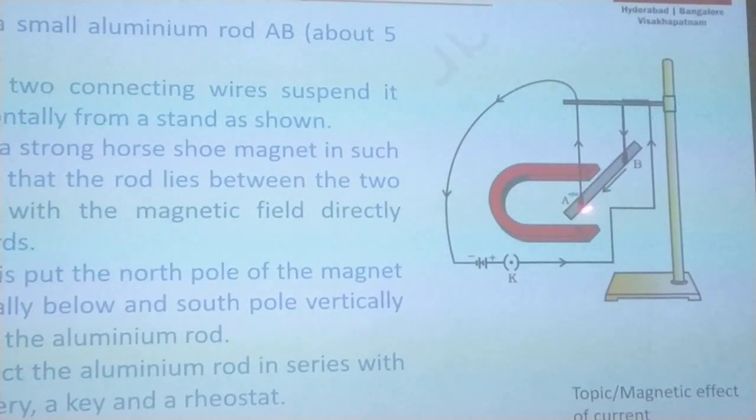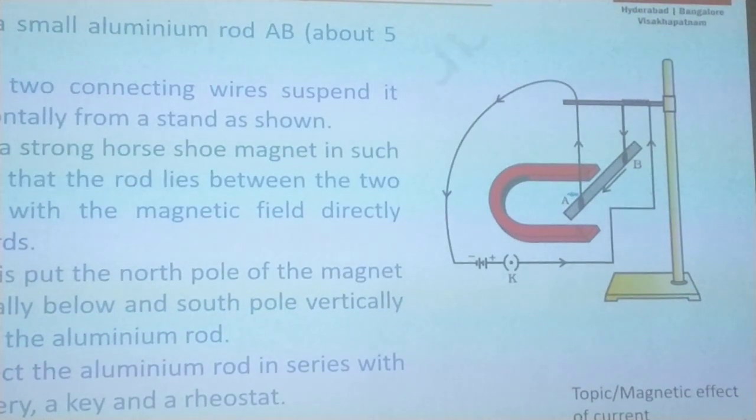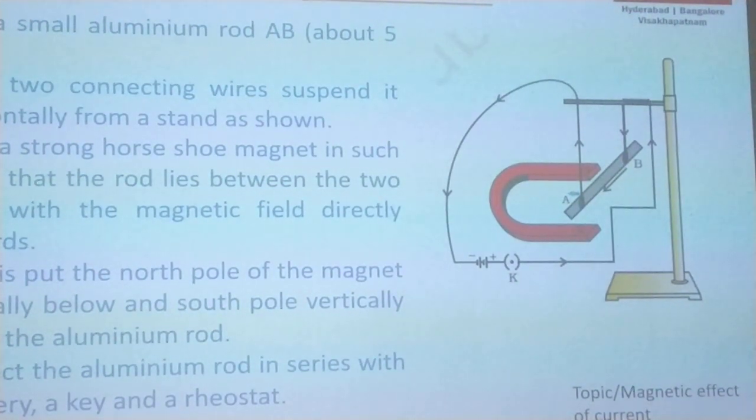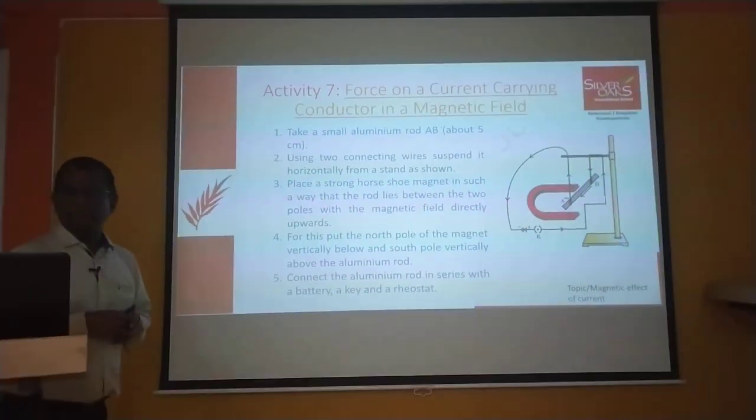Now you will find that this aluminum rod will get deflected. It will deflect to one side, and when I change either the current or the direction of the magnetic field, it will reverse. So the deflection, the force, will reverse. So let us go and see this activity in the lab.